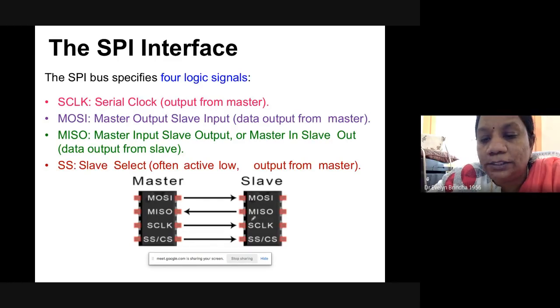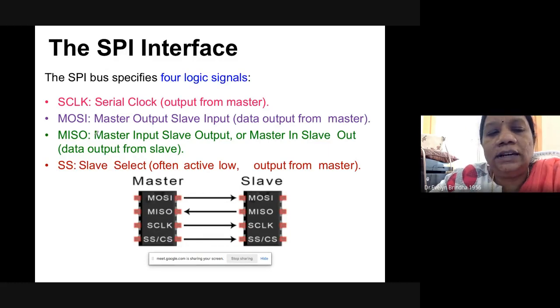The second logic signal is called MOSI. Only the name is difficult, it is very simple: master output, slave input. From the name itself it's clear. The master will be giving the output bit through this channel and the slave will be receiving it, so the direction goes from the master to the slave.